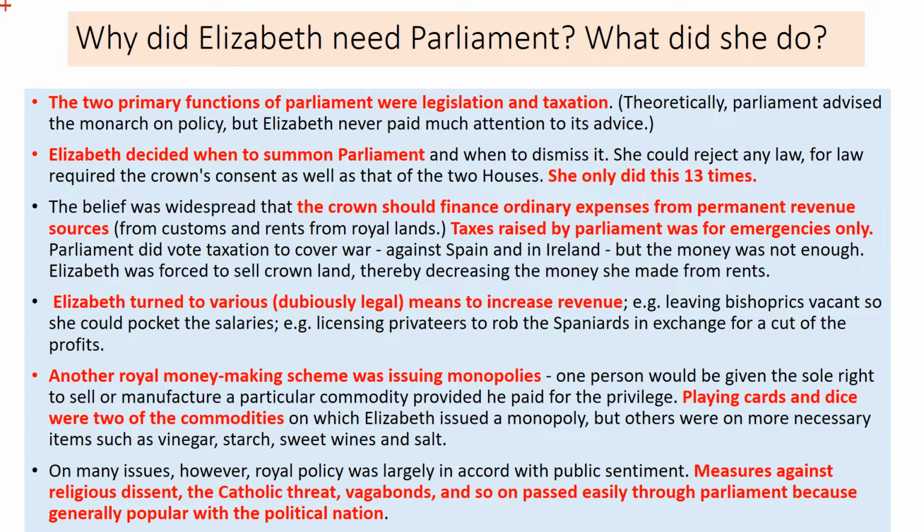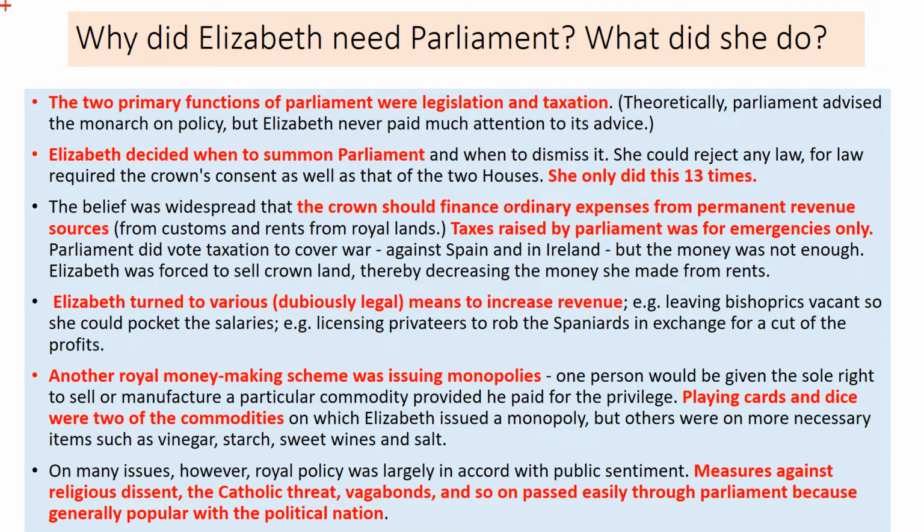She also had Francis Drake as a privateer going around causing havoc in the Spanish Main, and she was taking a cut of those profits. Another royal money-making scheme was to issue monopolies. And this is where one person had the sole rights to develop a particular product. So playing cards, we've discussed in the past, playing dice, they were also two commodities that Elizabeth issued a monopoly on and said, only you are allowed to make playing cards in England. That's a great way for a company to make a lot of money, but for Elizabeth to also develop a lot of revenue in terms of those taxes.